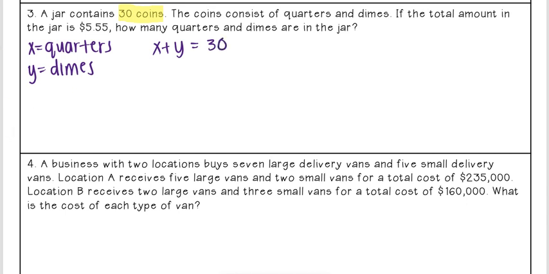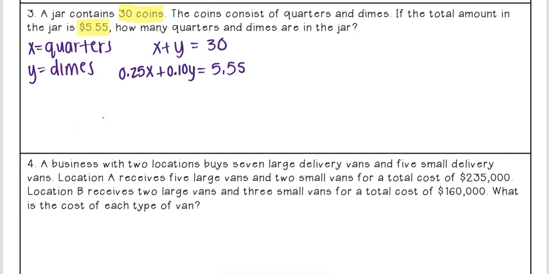And then it says the total amount is $5.55. So I know I have another total of $5.55. But now I have to remember how much is a quarter worth and how much is a dime worth, because I'm going to add those up to equal this $5.55. Well, a quarter is worth 25 cents, so I can write that as 0.25. A dime is worth 10 cents, so I can write that as 0.10. And now I have my two equations.